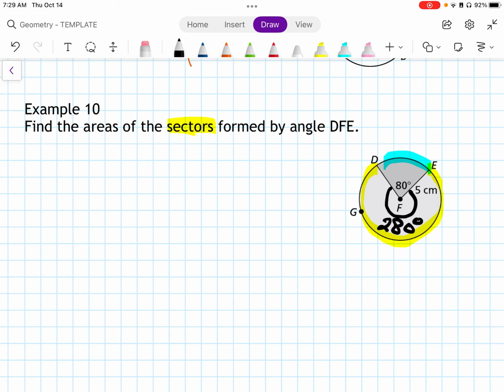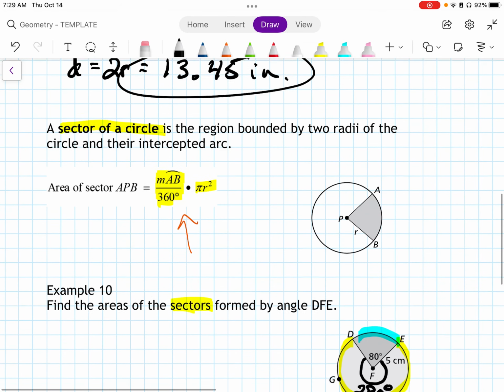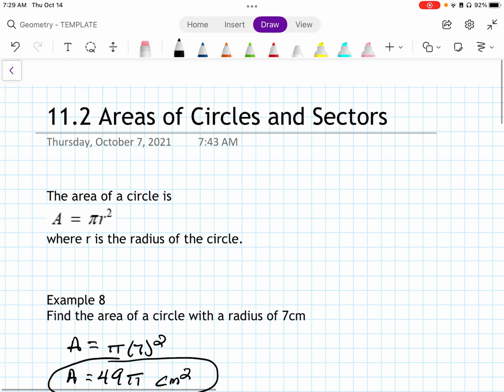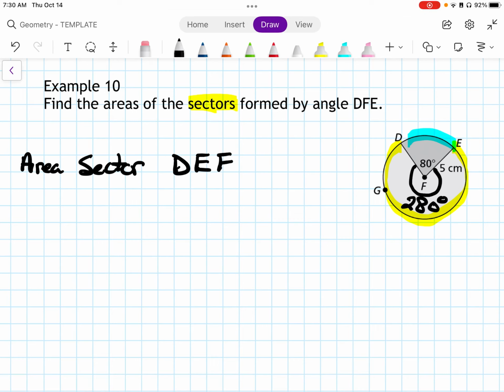So starting off, I'll have the area of sector DE. And how do I describe sectors? I think I use 3 points. Oh, I don't have it written there. I'm going to say area of sector DEF. It might need to be, yeah, I think that's right. The area formula there would be 80 over 360 times 2 pi 5 squared.